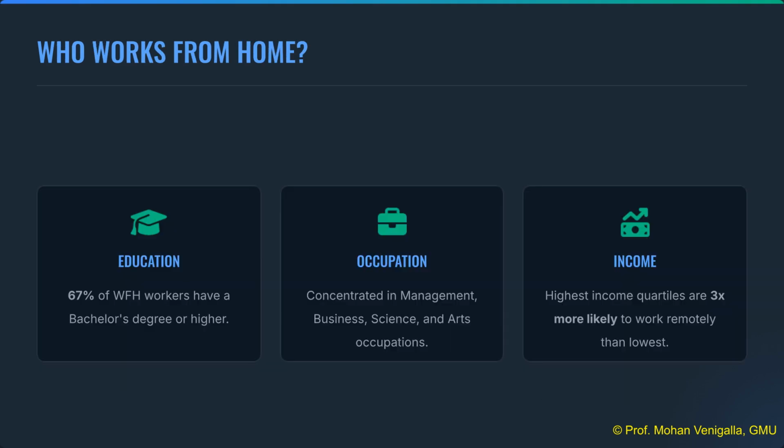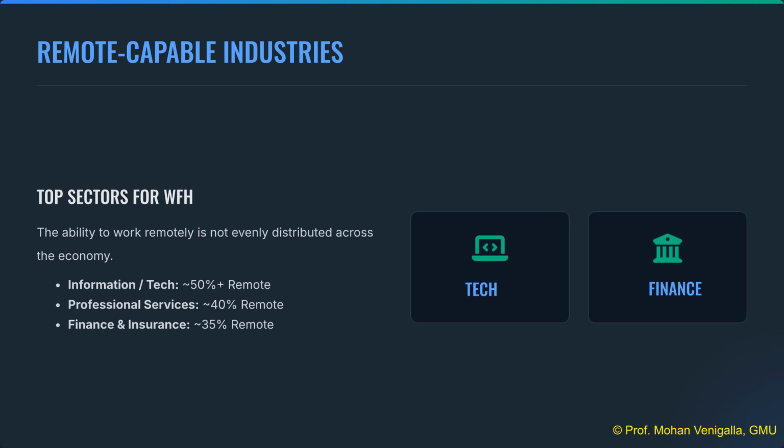Who works from home? Mostly highly educated, high-income individuals in white-collar fields like management, science, and arts. They are 3 times more likely to work remotely than the lowest-income earners. Remote work isn't universal. Top sectors like information/tech see 50% plus remote work, followed by professional services and finance. This shows a clear divide in the WFH economy.